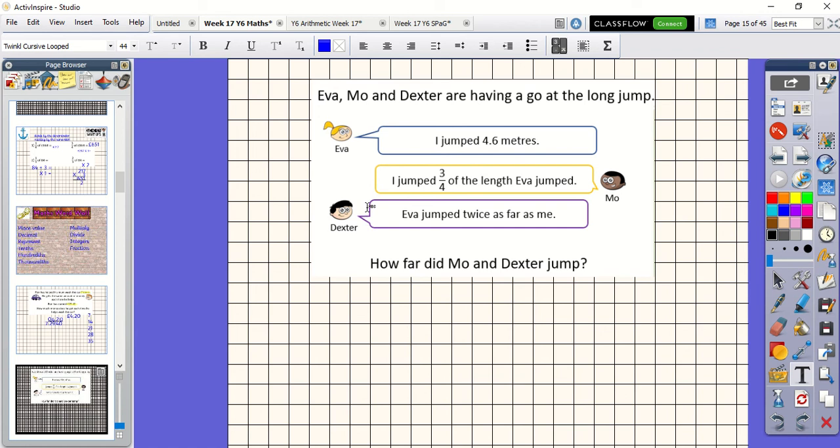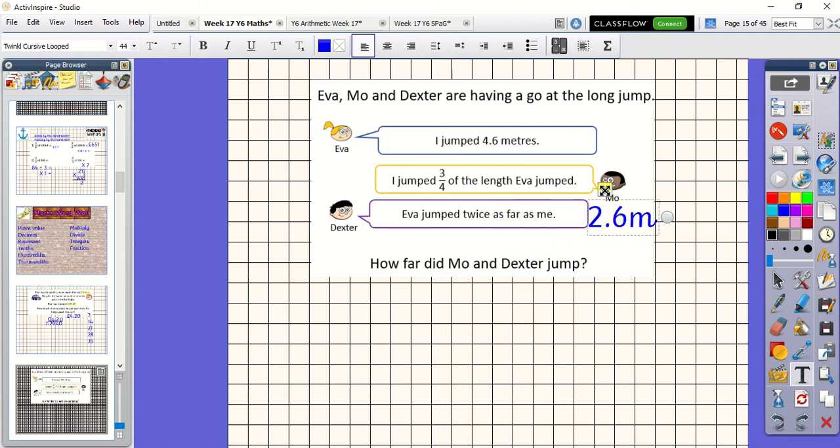Now, Dexter, I'm going to come to him straight away. He said that Eva jumped twice as far as him. So his score, Eva jumped double that score. Okay, so if Eva doubled that score, we need to halve it. We need to do the inverse to find out how far Dexter jumped. So if we go to 4.6, if we halve that 6, we know that we get 3. And if we halve the 4, we're going to get 2. So Dexter jumped 2.3 meters.